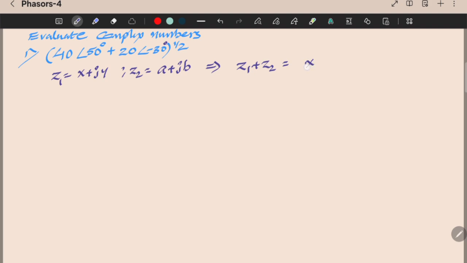Real parts can be added. That means x plus a can be added. Here x is real, y is imaginary. Here a is real and b is imaginary. So the two real parts are added, plus j. If you take common in the imaginary parts, you will get y plus b. This is the way of adding two complex numbers when those are represented in the rectangular form. Here z1 was given in the rectangular form and z2 is also given in the rectangular form. Then we can perform the addition like this, or subtraction also similar to this one only.